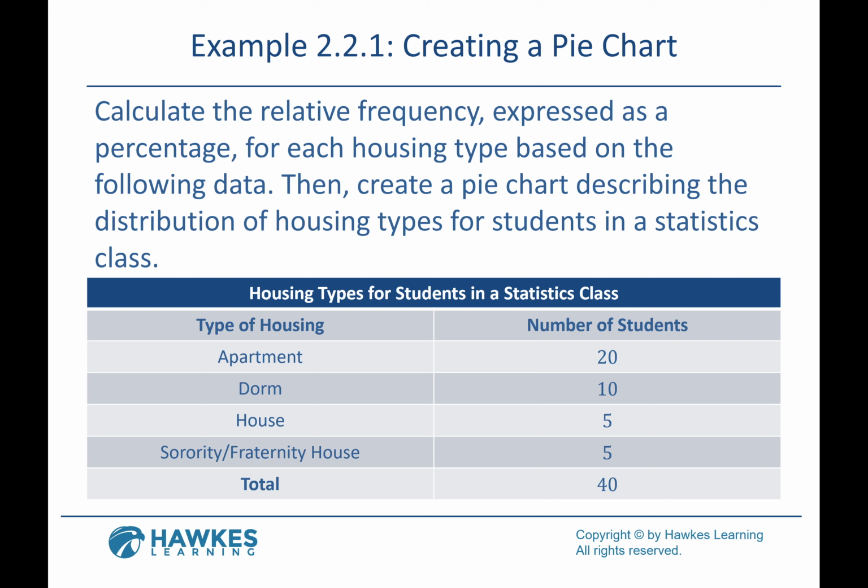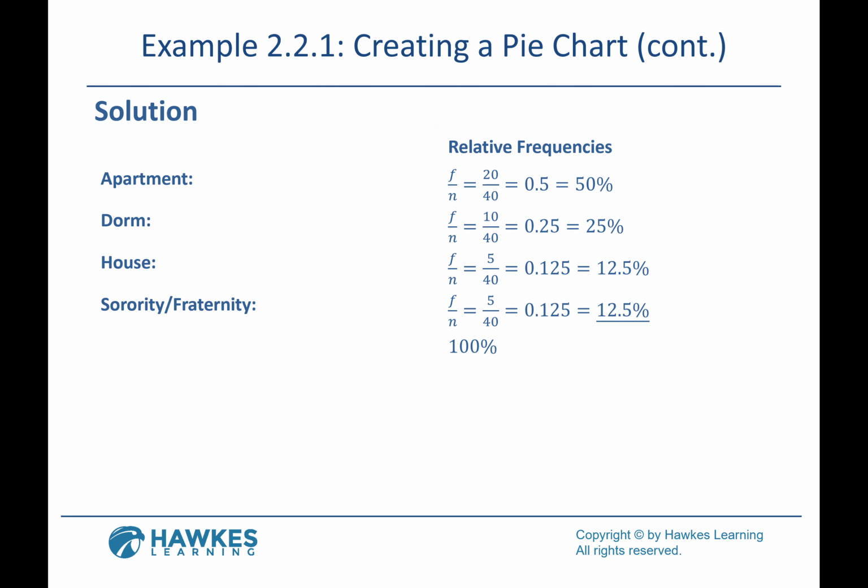Here's a little table with some data. We've got different housing types, and then the numbers of students out of this class that live in different types of housing. And then we're going to look at a pie chart. If we were having to do this by hand, everybody uses a computer now, pretty much, but if we're having to do these by hand, what we would have to do is figure out the relative frequency for each one of these categories.